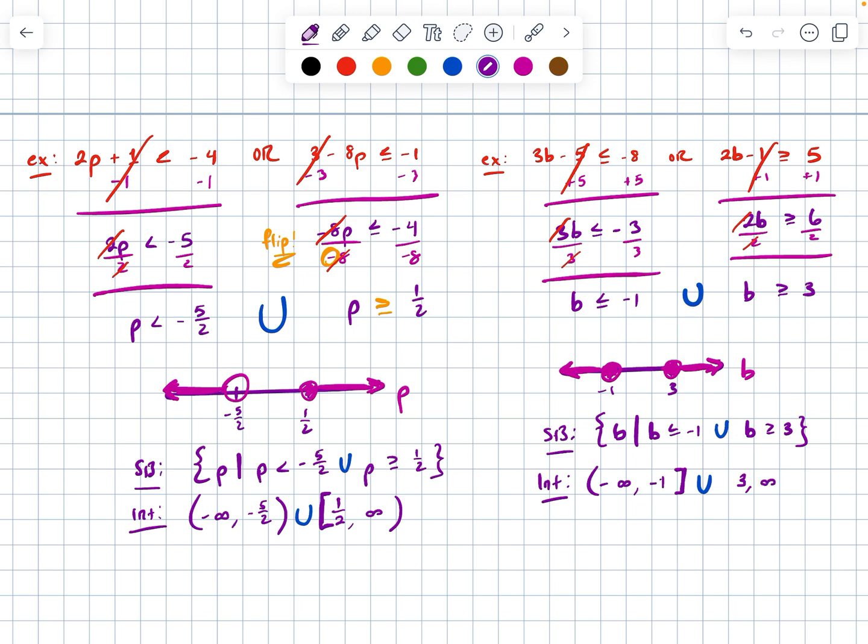Or I could be on the part of the number line that starts at 3 on the left, goes off to infinity on the right. Infinity, of course, always gets a parentheses. 3 has a closed circle. It gets a square bracket. Beautiful.